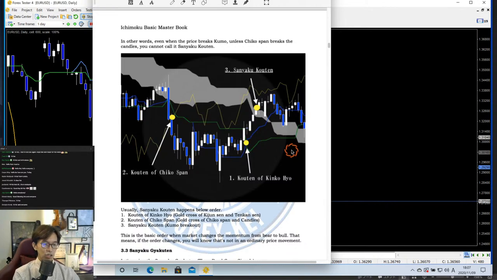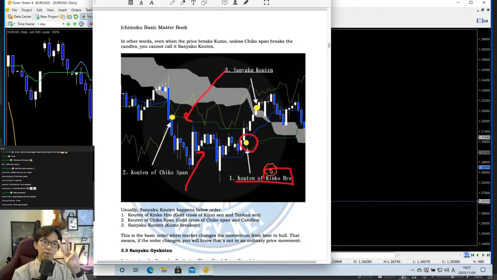So first, you must find the Kouten of Kinkou Hyo. And Kinkou Hyo means Tenkan Sen and Kijun Sen. In this chart example, Tenkan Sen is a blue one, and the Kijun Sen is a green line. And you can see the gold cross over here. When you see the gold cross of Tenkan Sen and Kijun Sen, that's one of the signals for Sanyaku Kouten.